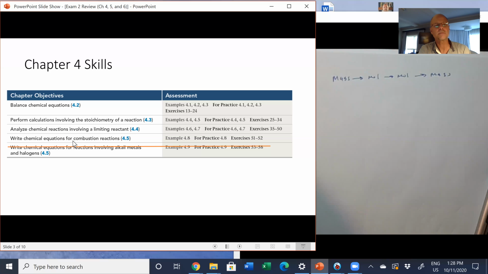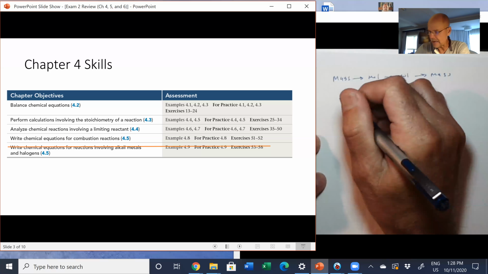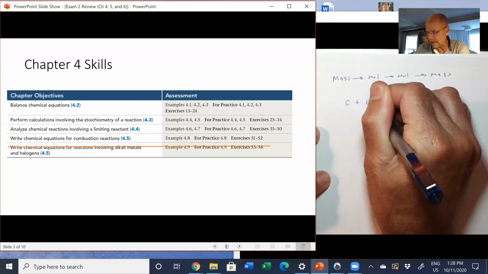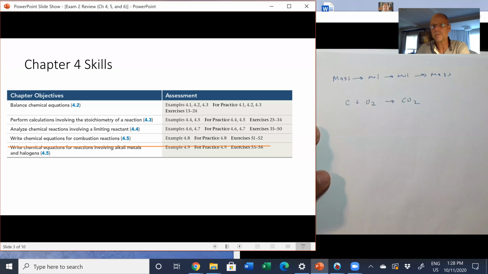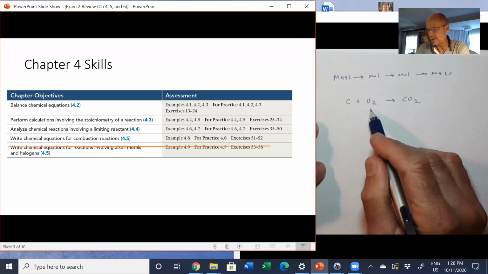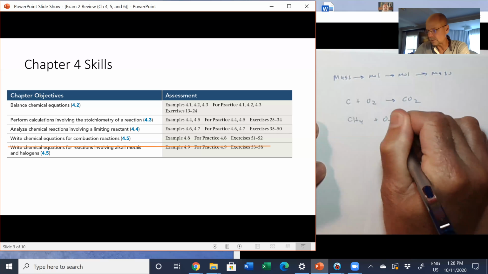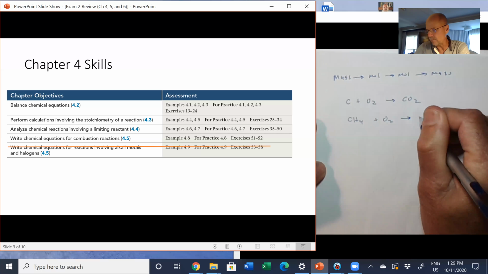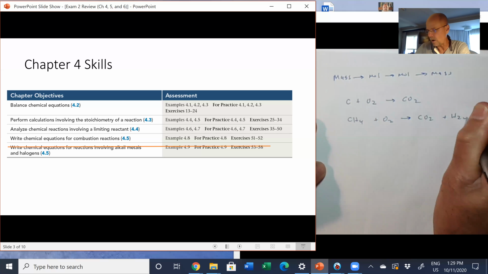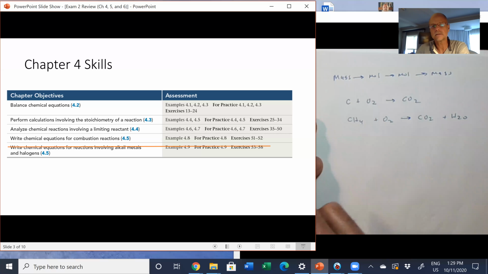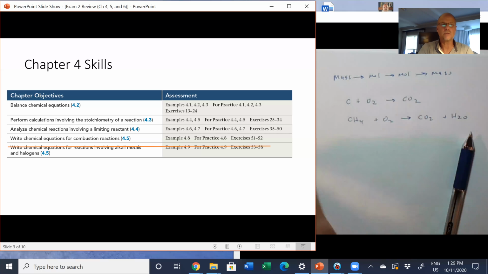Lastly, for this chapter, I expect you to be able to write equations for combustion reactions and recognize those kinds of equations. Remember, a combustion reaction is just any reaction in which you react with oxygen. For example, the combustion of carbon with oxygen to form CO2 is a combustion reaction. The reaction with oxygen forms the oxide. For hydrocarbons, when those combine with oxygen, they form CO2 plus water, because the hydrogen also gets oxidized. So be able to write balanced equations for combustion reactions and be able to recognize them.